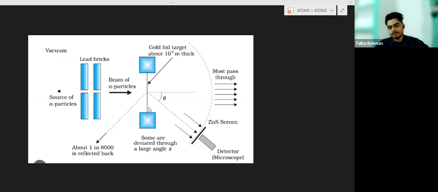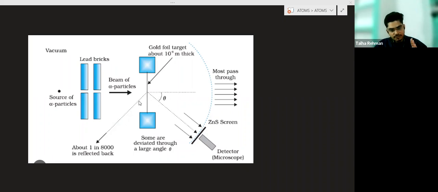This is a gold foil. Most of the alpha particles pass straight through, and some of the alpha particles are deflected through some angle. This is the alpha particle after striking the gold atom of the gold foil; some of the alpha particles are deflected to some angle theta.